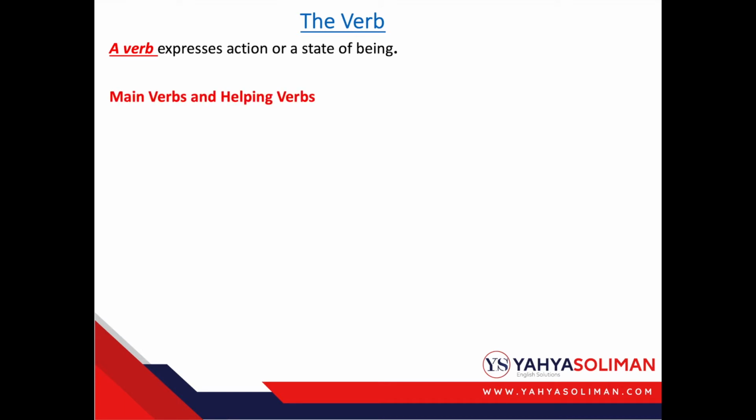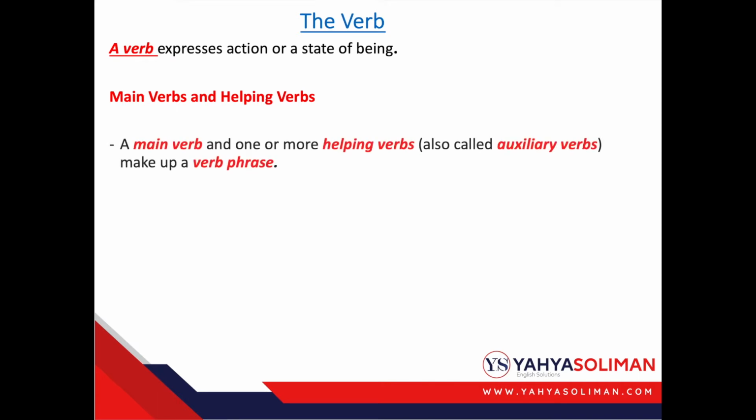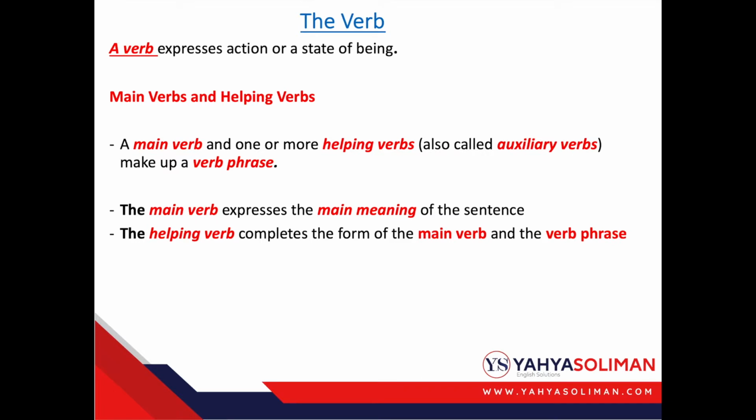The verb is classified as main verbs and helping verbs. A main verb and one or more helping verbs, also called auxiliary verbs, make up a verb phrase. The main verb expresses the main meaning of the sentence. The helping verb completes the form of the main verb and the verb phrase.